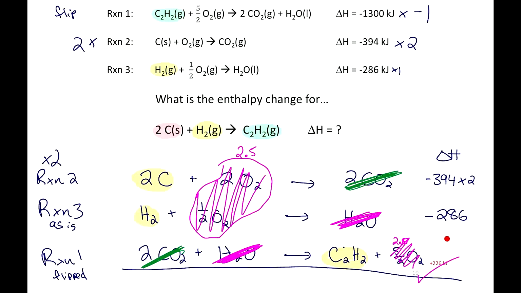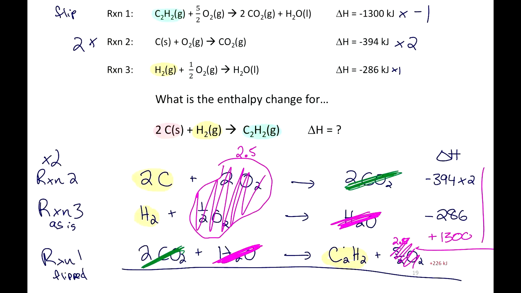What number do I put right here? Negative 1300? Positive 1300, very good. So positive 1300, and so I will just add up all of those numbers with those manipulations I did, and get that delta H that's in the corner written there. You can do that math. It's positive 226 kilojoules for that reaction. So as written, 2 carbons plus a hydrogen molecule, to give acetylene, is actually an endothermic process.